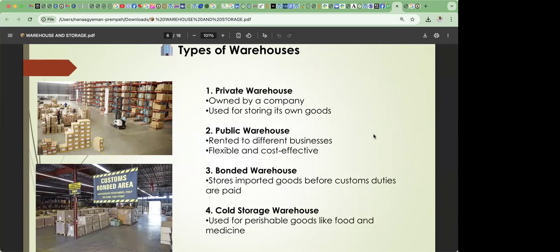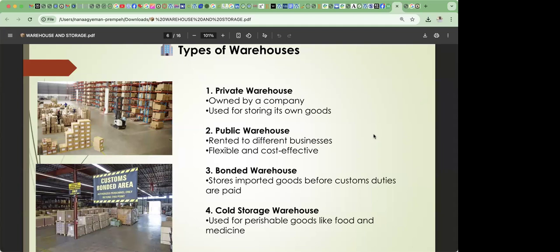For public warehousing, you may rent it for a while. Because it's not private, sometimes you can get a very good bargain as far as its usage is concerned.